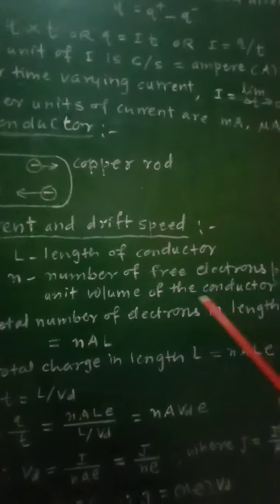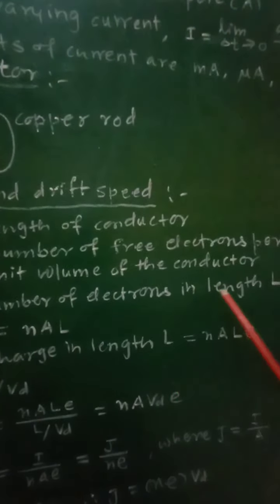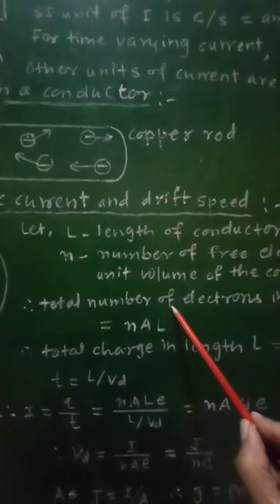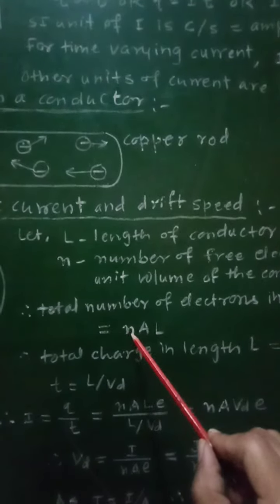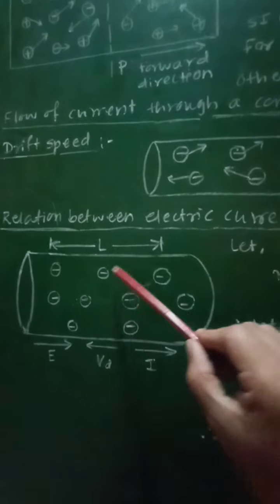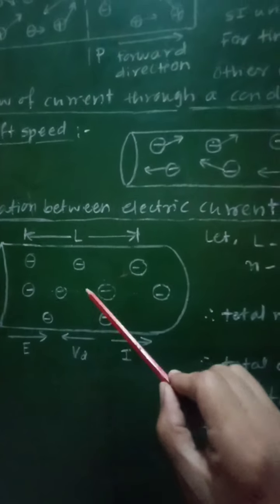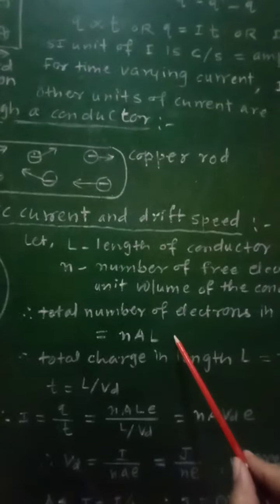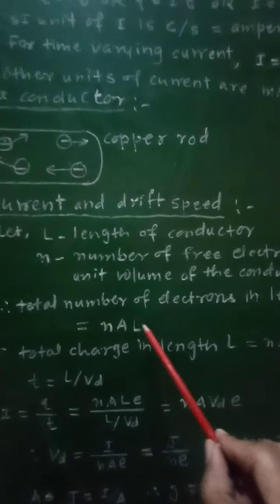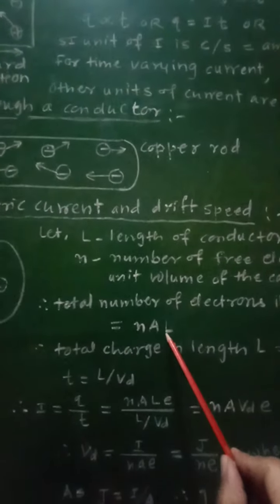Now this conductor will be in cylindrical shape, and small n will represent the number of free electrons per unit volume of that conductor, and therefore the total number of electrons in length L of that conductor will be n into the volume of that section of the conductor having its length equal to L. As it is cylindrical in shape, its volume will be area of cross section into its length, that is AL, and therefore the number of electrons in length L will be equal to nAL, that is number of electrons per unit volume into volume of that section.